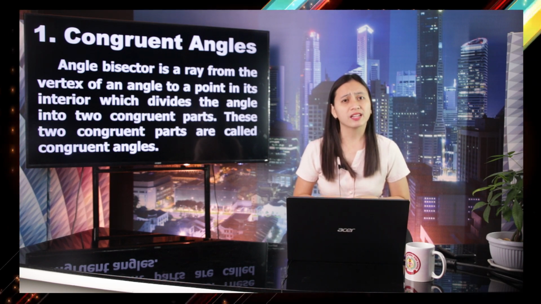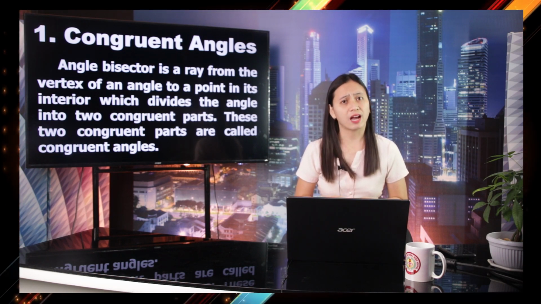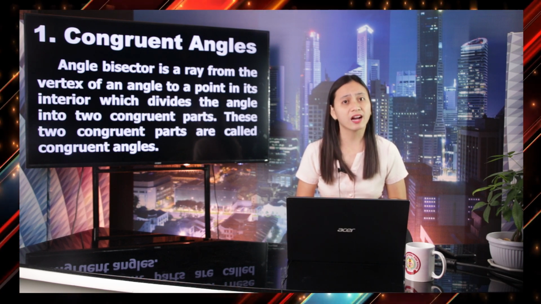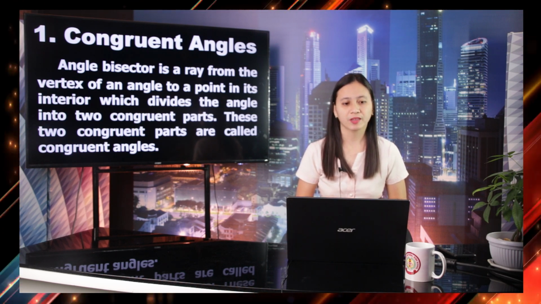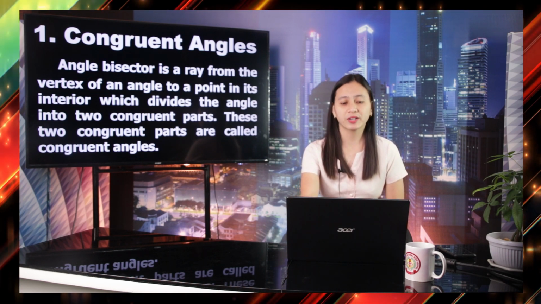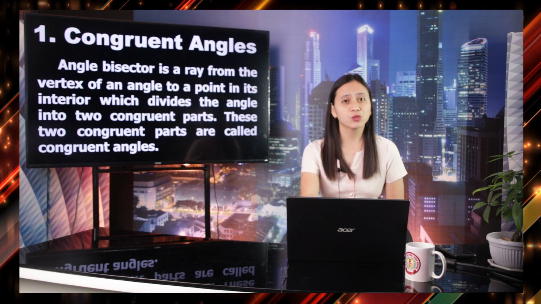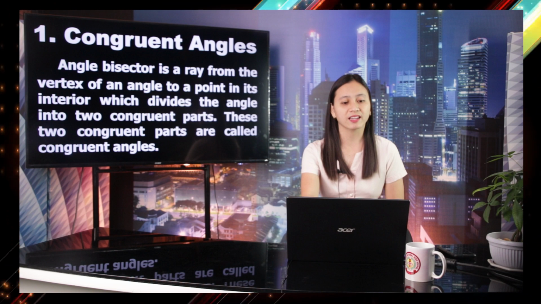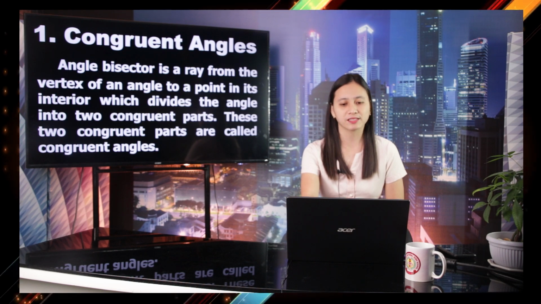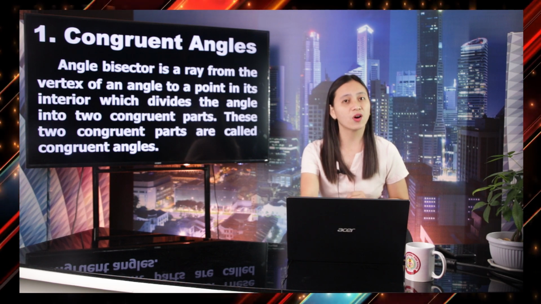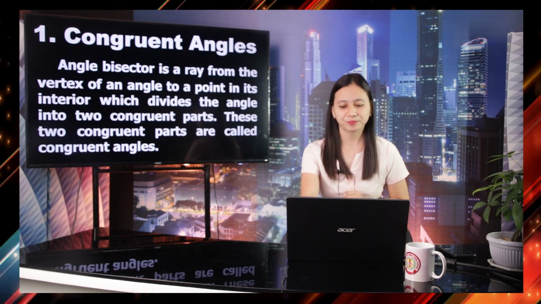In order for us to understand congruent angles, we still have to define first the angle bisector. An angle bisector is a ray from the vertex of an angle to a point in its interior which divides the angle into 2 congruent parts. These 2 congruent parts are called congruent angles.